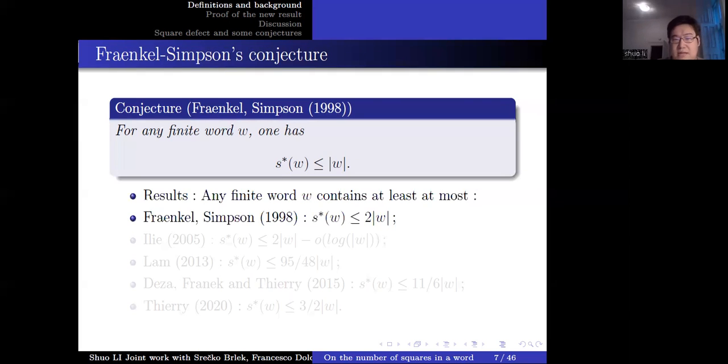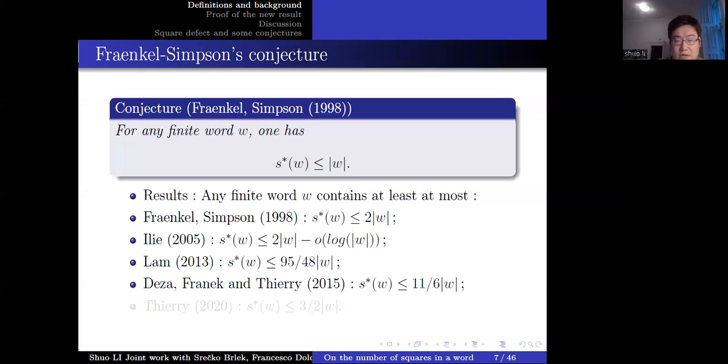It was first proved that S star W is upper bounded by 2 times the length of W, and after that, I improved this upper bound to 2 times the length of W minus something on the order of log of the length of W. And then this upper bound was improved to 95 over 48 times the length of W. And after that, it was improved to 11 over 6 times the length of W. And after that, it was improved to 3 over 2 times the length of W.